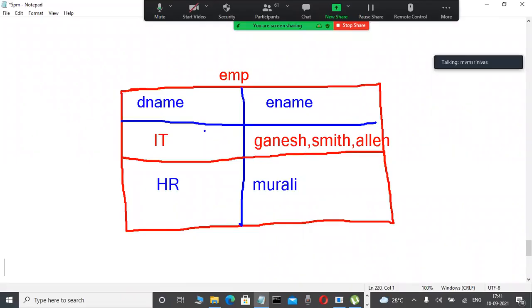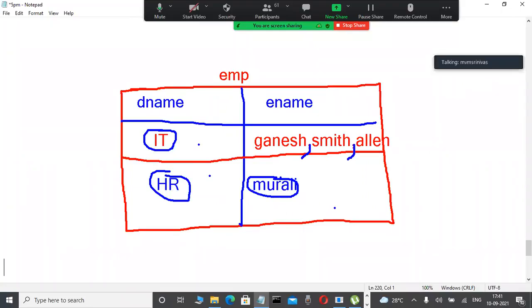Because according to database rules, a table has columns and rows. But unfortunately, according to relational database rules, the rules of relational data model products, every cell has a single value. Here single value, here single value, here single value. These three, there is no problem. But in this cell, a single value is not there. Multiple values separated with commas are there. You are observing or not? Ganesh, comma, Smith, comma, Ellen. Impossible. Data in each column should be atomic according to relational data model product rules. Every cell has a single value.